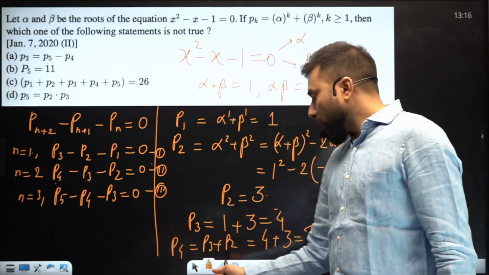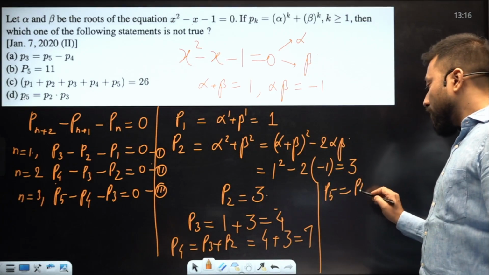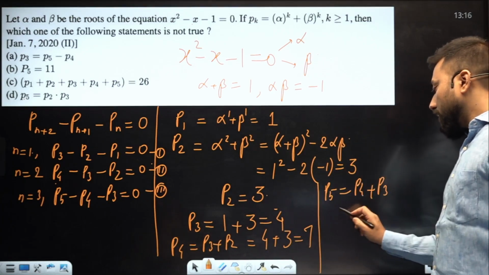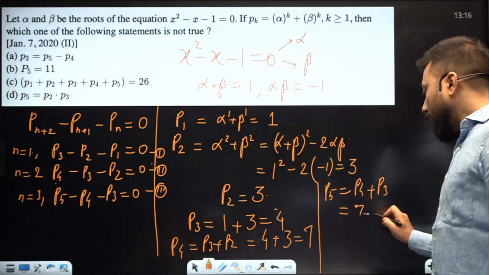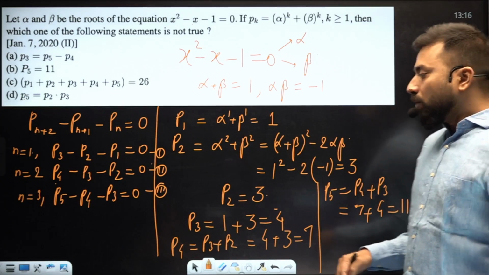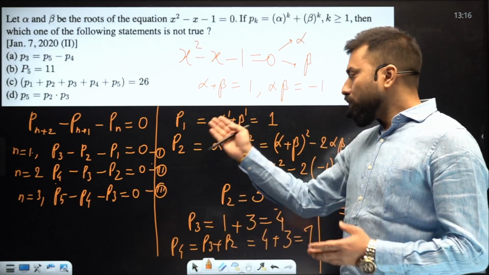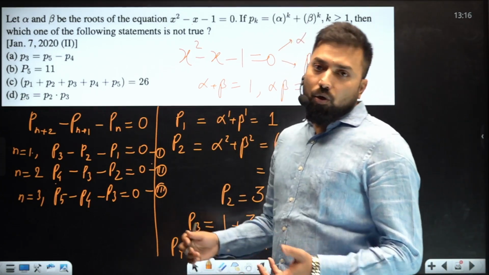Similarly, we can find the value of P5 as well, right? P5 would be P4 plus P3, right? What is the value of P4 from here? P4 is 7. And what is the value of P3? P3 is 4, which gives 11, right? Now we have the values of P1, P2, P3, P4 and P5, right?